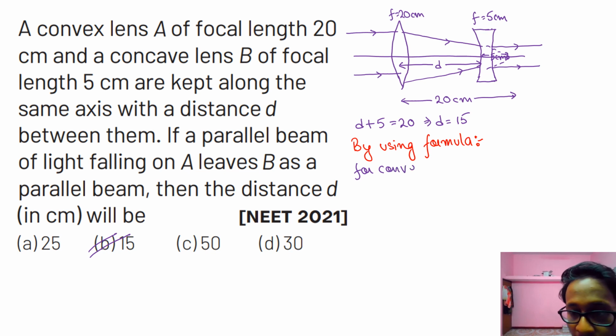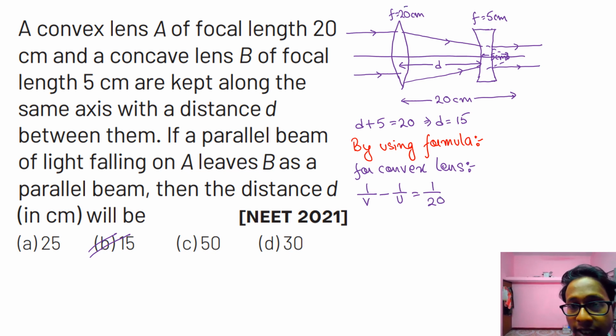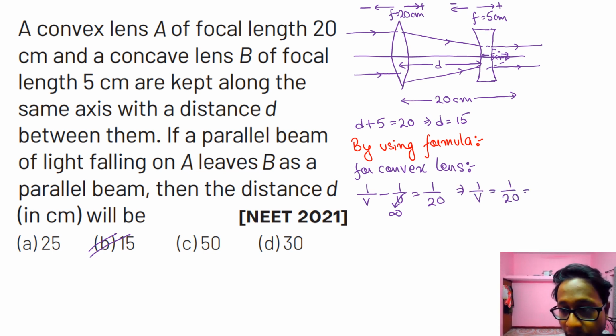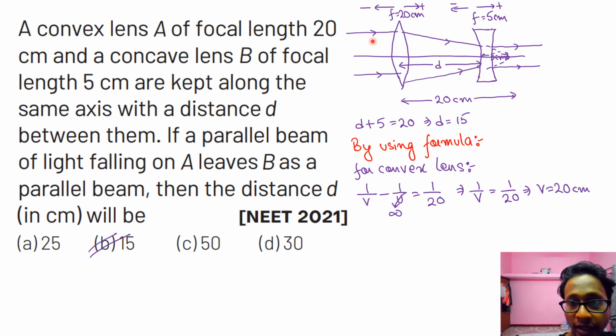So for the convex lens, I can simply say 1 by v minus 1 by u is equal to 1 by 20. Out here this direction is positive, this direction is negative. So out here parallel rays means object is at infinity, or 1 by v is equal to 1 by 20, or v is equal to 20 centimeter. So these parallel rays would form an image at 20 centimeter from this distance.